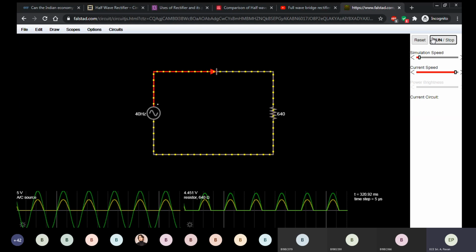Now see the simulation. Here the input is negative. That's why the diode is turned red. The output is 0. Now the output will change as the input is changing.